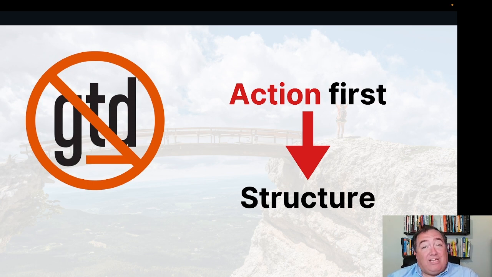So unlike GTD, in APP, we actually don't build a big system and structure in advance of doing work. Instead, we believe that first you take action, and then from that action, you will discover what the structure of your system needs to be. And then we build the system little by little, one workflow at a time, until it becomes exactly what you need to support and improve the actions that you need to take.